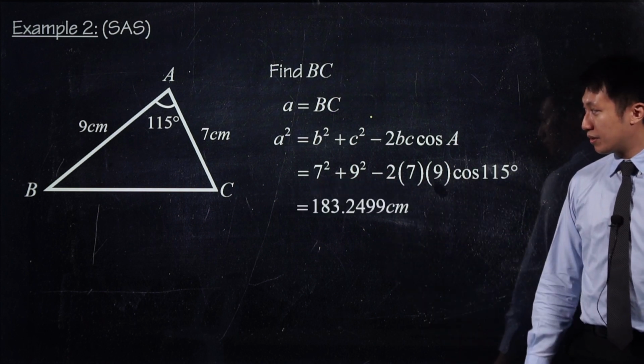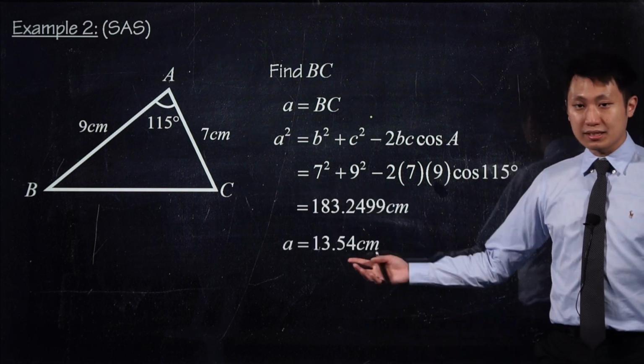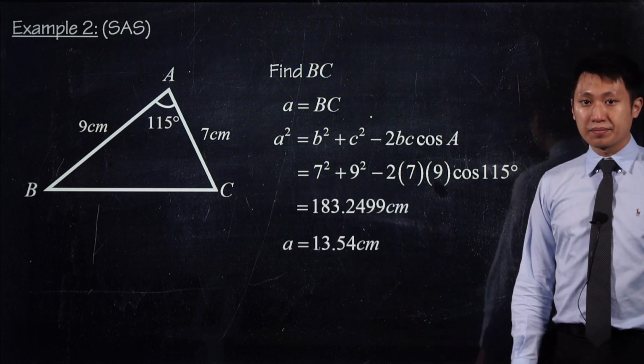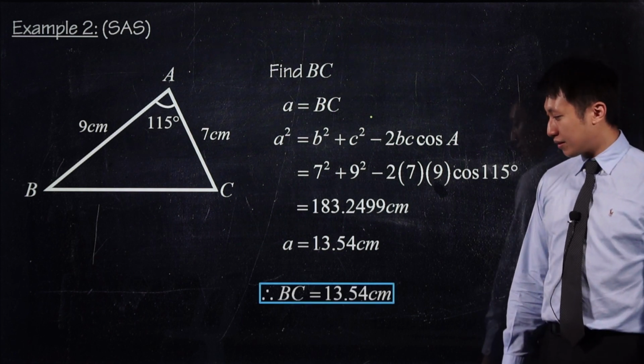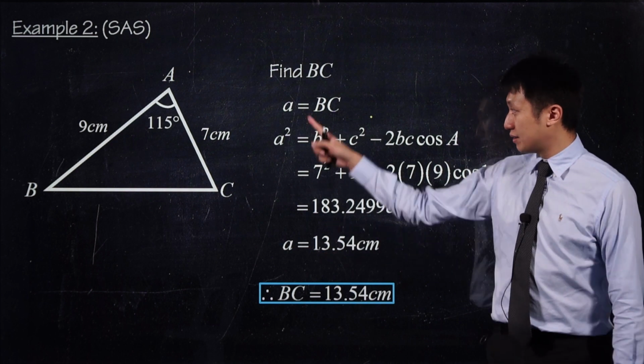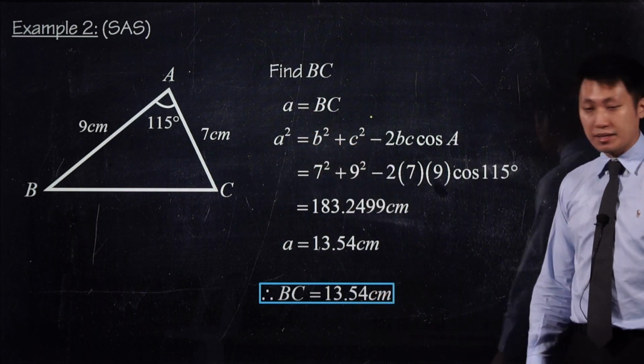Okay, no problem. Great. So this is A squared, and A is just 13.54 cm. All right, very simple, right? Since A is the same as BC, I just write here: BC is this, the same.